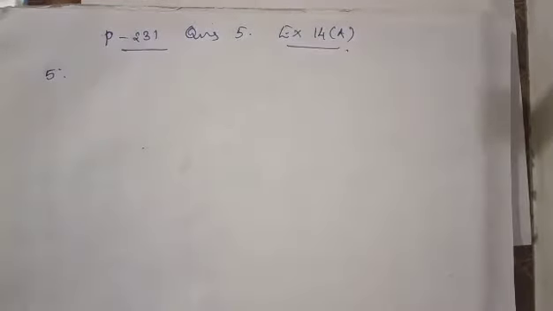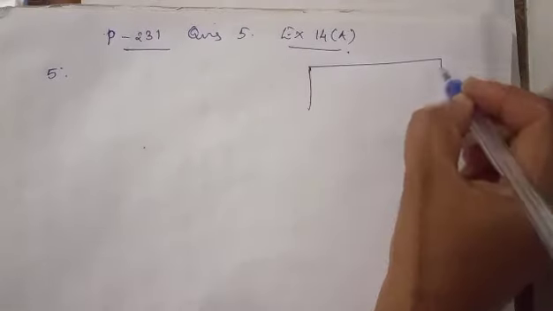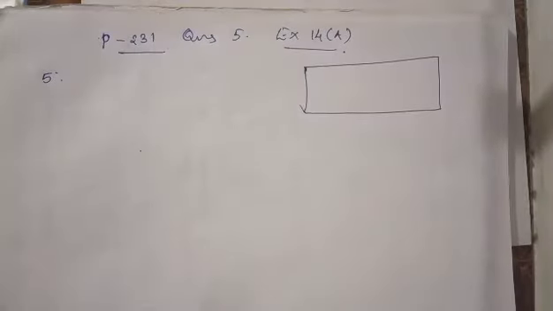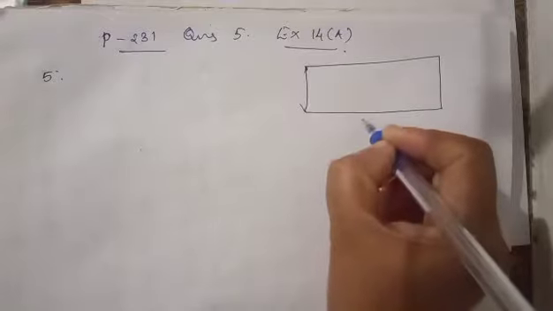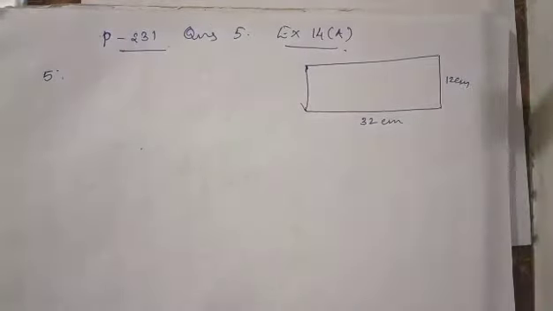Question number 5. A metal plate measuring 32 centimeter by 12 centimeter is cut up into small squares of side length 4 centimeter. How many squares will be cut? That is a metal sheet. One metallic sheet measuring 32 centimeter and 12 centimeter. 32 will be its length and 12 will be its breadth.